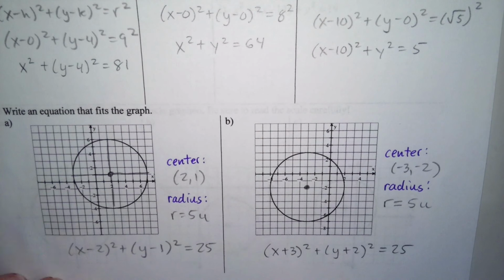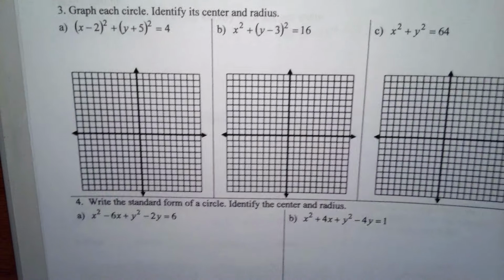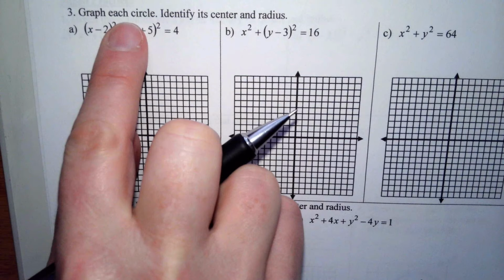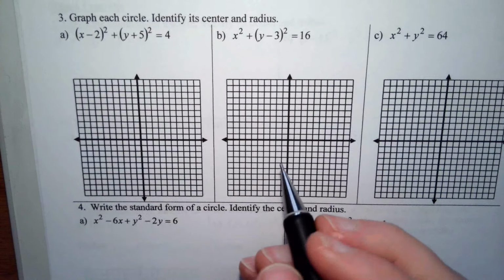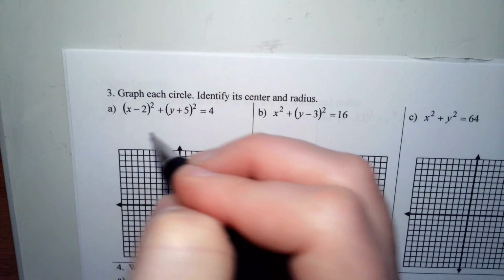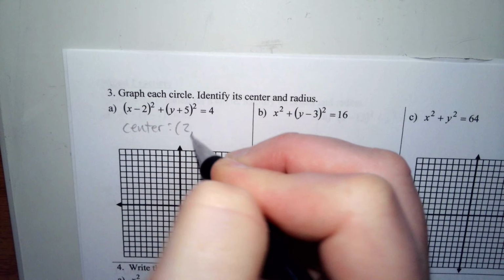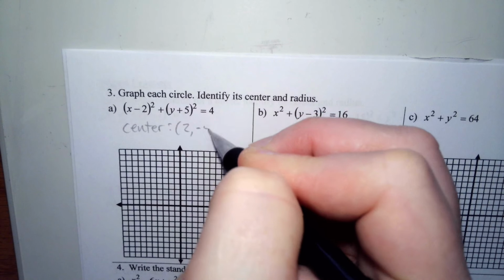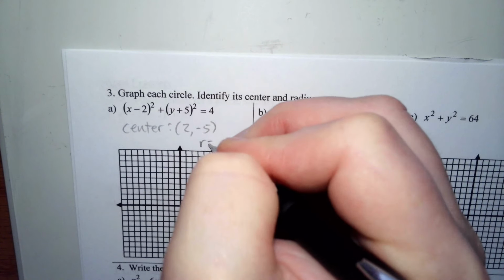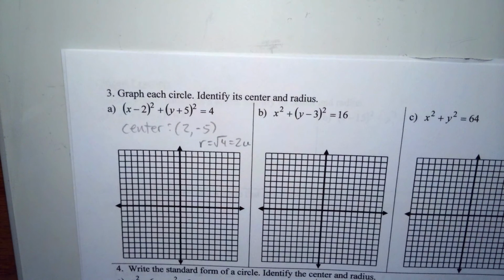Okay, last example. We've worked with the equation of the circle. Let's use the equation now to graph a circle. Okay, so graph each circle, identify the center and radius. So I think starting with the center and radius is a better idea. So the center we have is (2, negative 5), and the radius is the square root of 4, which is 2 units.